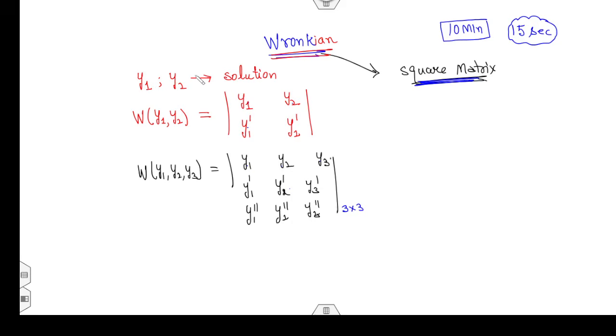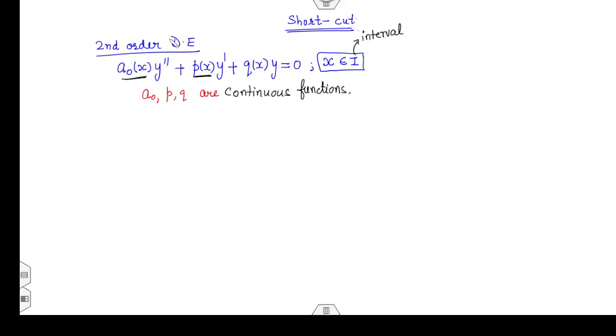Fine. But the question arises of how we can find y1 and y2. Once we can find the values of y1 and y2, we need the second order differential equation, where the coefficients a0, p and q are continuous functions. Now clearly it is a second order differential equation, so you have two solutions, y1 and y2. Now these solutions can be LI and can also be LD.